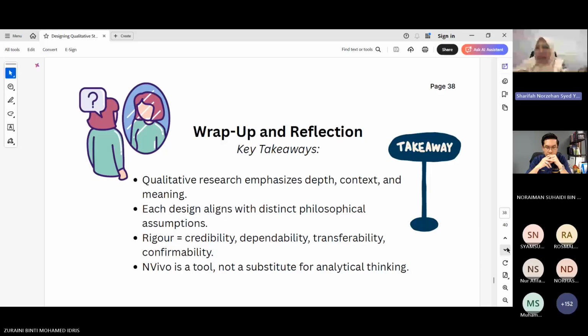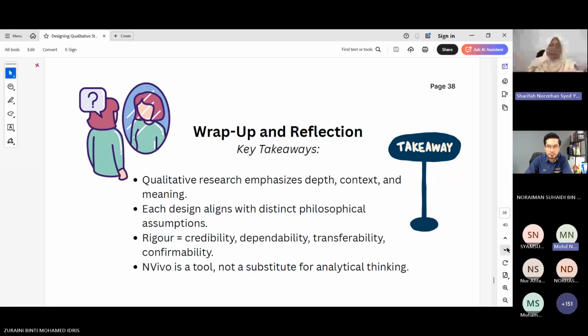Can I interrupt? Sure. My name is Nazwan from UiTM Perlis. Prof, I understand that in qualitative research there are codes and themes. How do we differentiate between codes and themes, in simple words? It's basically the same. When you use NVivo, normally the themes will be put as a code. It's actually a theme.